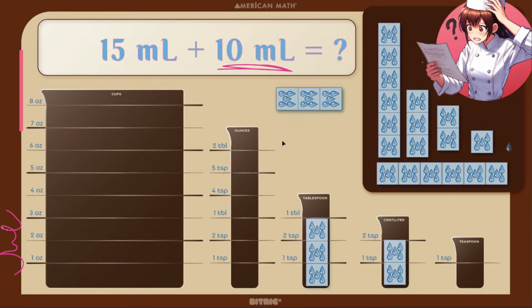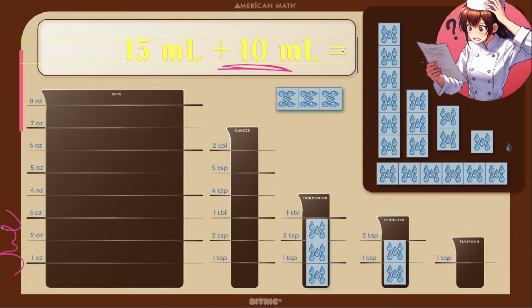Luckily, we already have our 15 milliliters in our tablespoon and 10 milliliters in our 2 teaspoons. So that'll give us 25 milliliters. Yep, 25 milliliters in total. So how would I put that inside of my mug cake? Because I don't have 25 milliliters. I don't have a milliliter beaker.